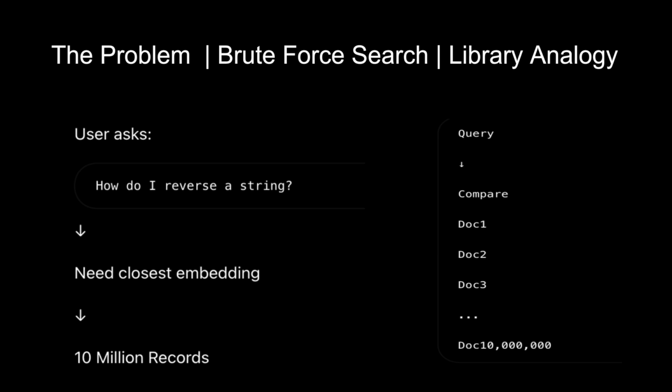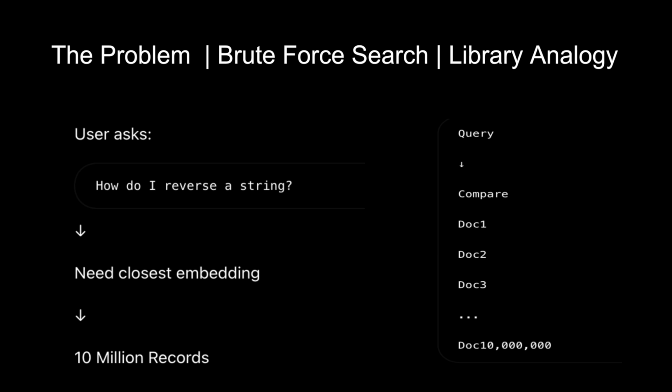When a user asks a question, we need to compare the query embedding with every stored embedding in the table. If we have 10 million documents, we may need to compare against 10 million vectors. This is called brute force search. We compare the query against every document. It works, but it's incredibly slow. Searching 10 documents is easy. Searching 10 million takes much longer. And as your data grows, brute force search becomes impractical.